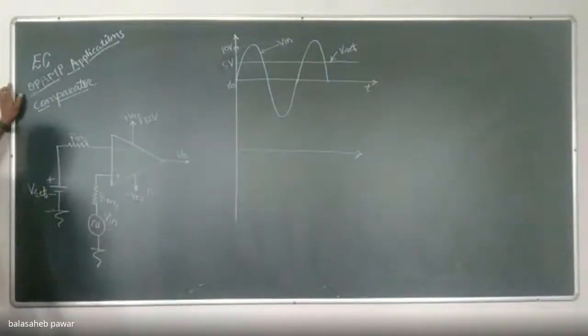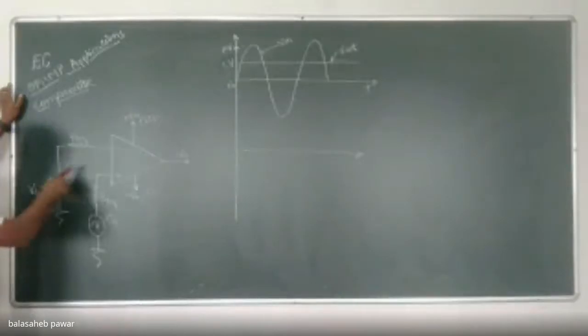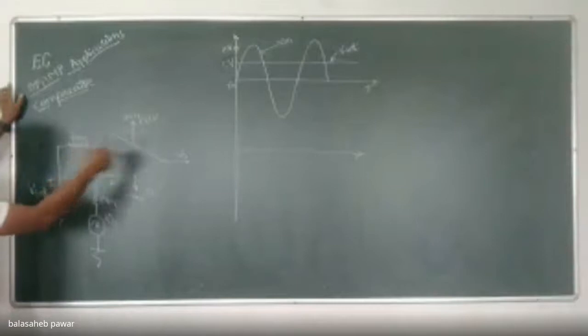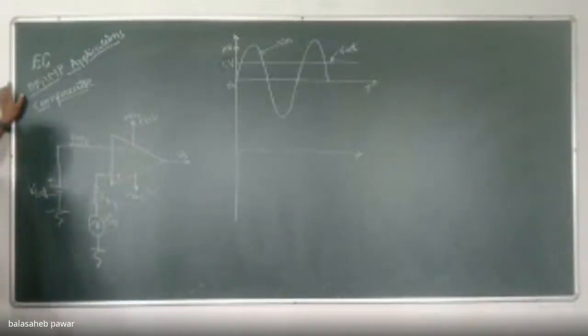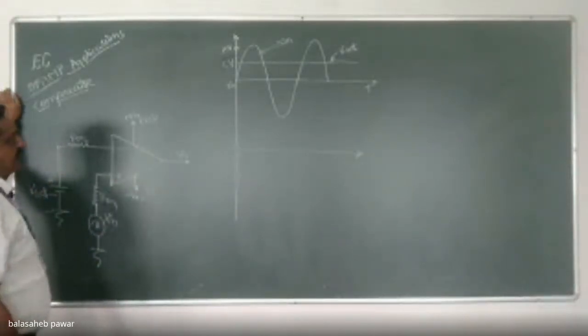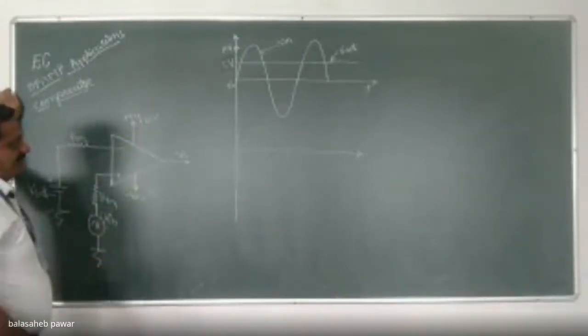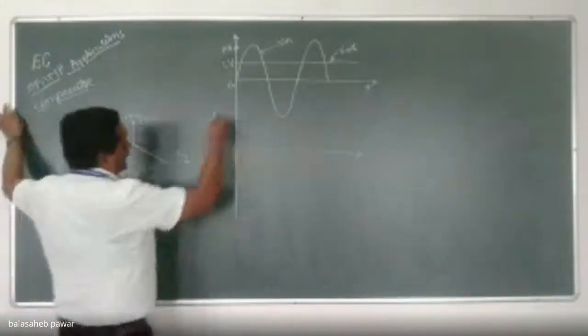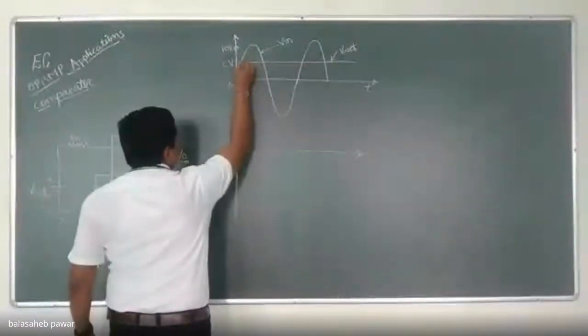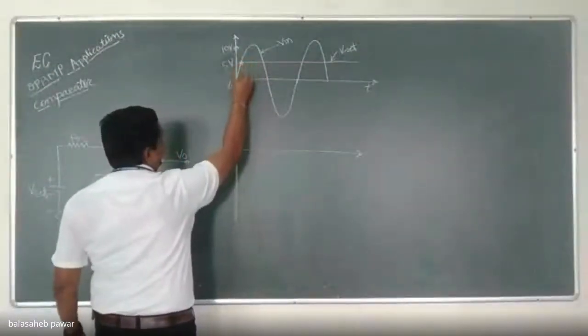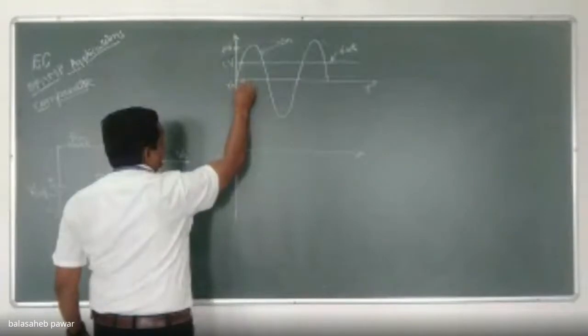So at t equals T0, as I said, the inverting terminal is at plus 5 volts, so its output will be saturated output, and that is minus 10.8. That is 90% of plus minus VCC. Now, see the time period T1. Here I will call it T1.